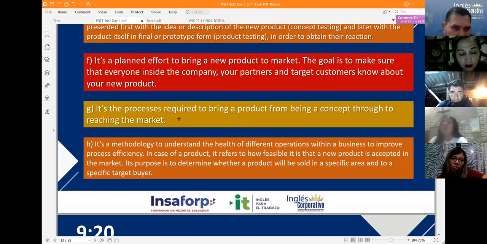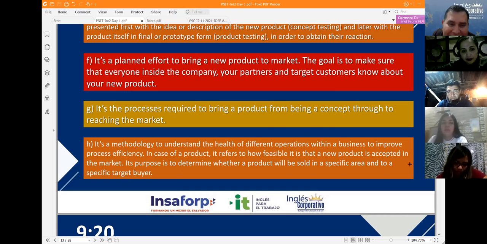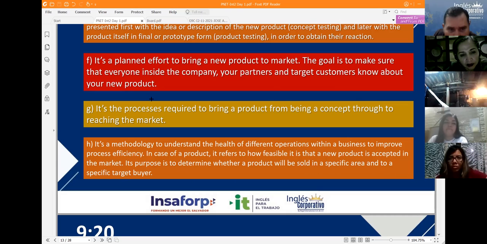G, is the processes required to bring a product from being a concept through to reaching the market. And the last one, H, is a methodology to understand the health of different operations within a business to improve process efficiency. In case of a product, it refers to how feasible it is that a new product is accepted in the market. Its purpose is to determine whether a product will be sold in a specific area or to a specific target buyer. So these are the concepts, and you're going to be matching them.